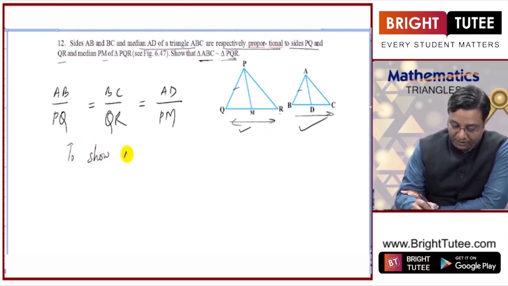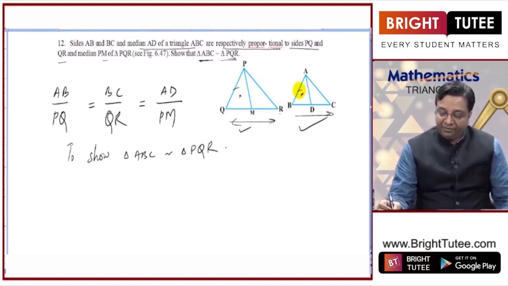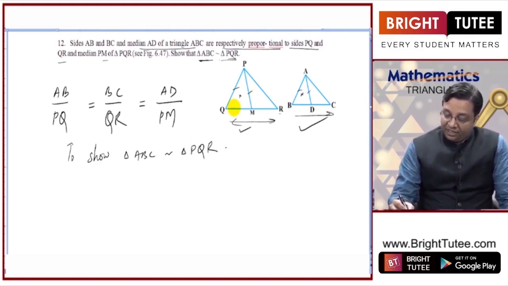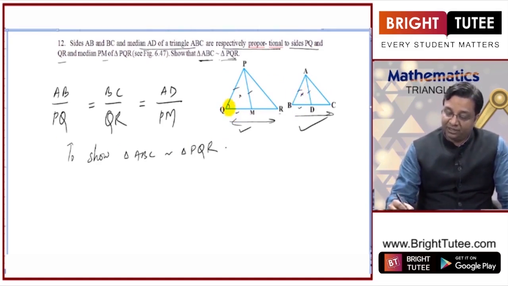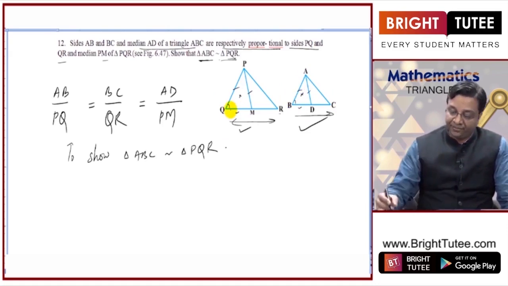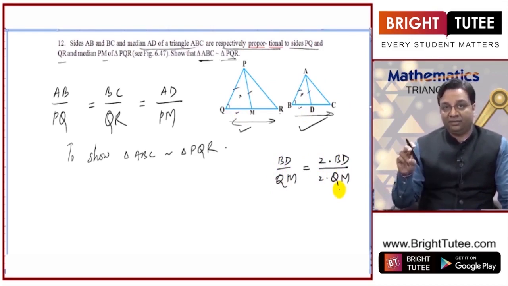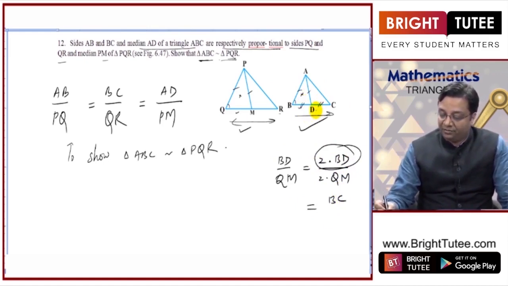To show triangle ABC is similar to triangle PQR. Now, for a moment, look at these two triangles. The ratio of AB and PQ is equal to the ratio of AD and PM. Okay. If I can say that the ratio of BD and QM is also equal, then these two triangles will become similar. And if these two triangles become similar, these two angles will be equal. Right, and hence we will be able to prove that triangle ABC is similar to PQR very easily. Now the ratio of BD by QM is nothing but twice of BD by twice of QM. So I can multiply and divide it by 2. Now what is twice of BD? Twice of BD is BC, because AD is median, so BD is equal to DC.